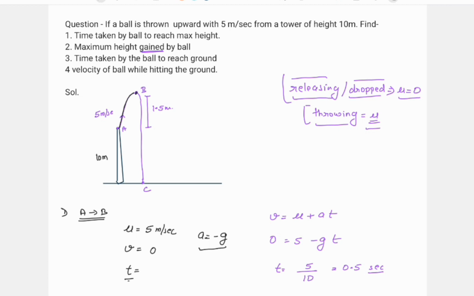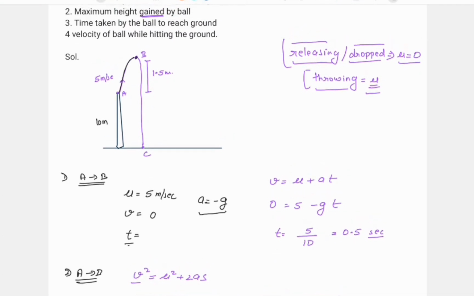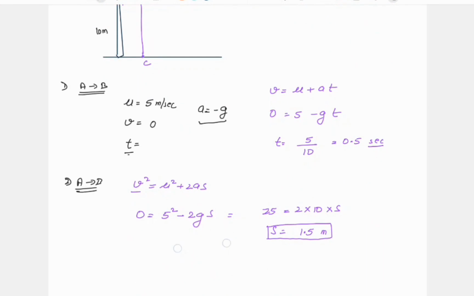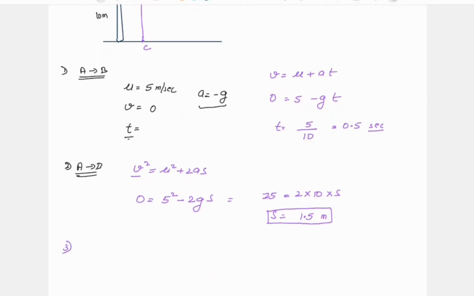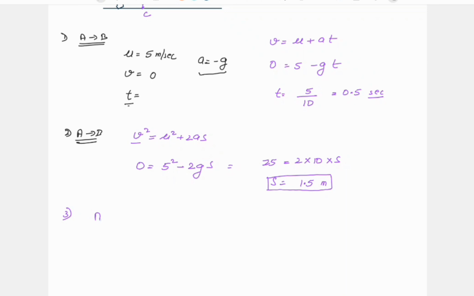Now we will discuss the next part. Time taken by the ball to reach the ground. Let's see how to solve it in the diagram. What time is taken by the ball to reach the ground? We are discussing the journey from A to C. The ball's initial point is A and the final point is C. What is the initial velocity? Initial velocity is 5 meter per second.